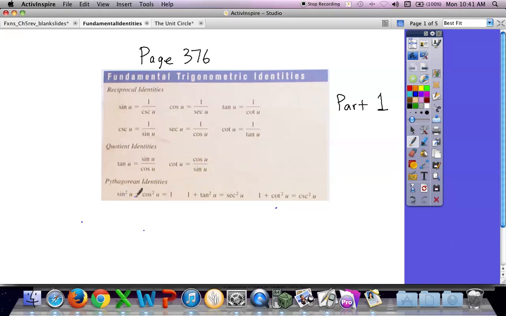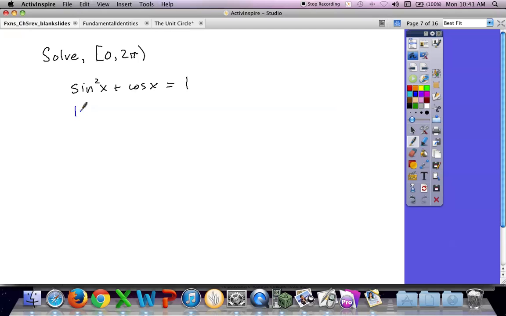Yeah, solve for the sine squared here, meaning subtract the cosine squared. It's 1 minus cosine squared. So here, this will be 1 minus cosine squared x plus cosine x equals 1. And now that looks like it'll be a quadratic.